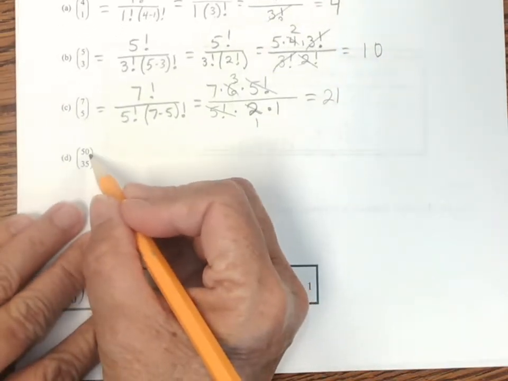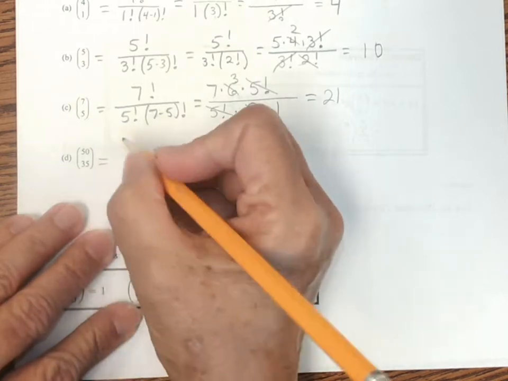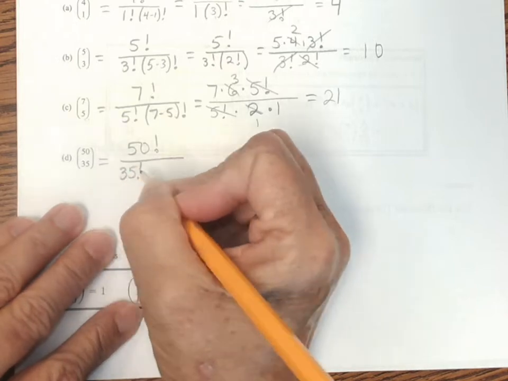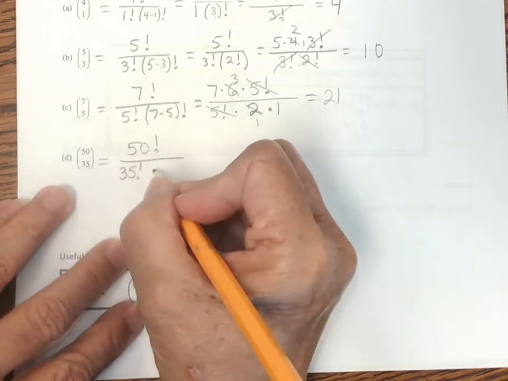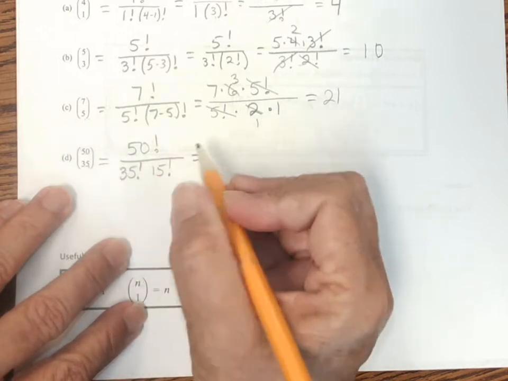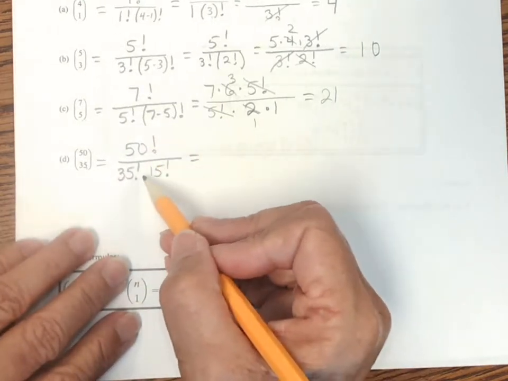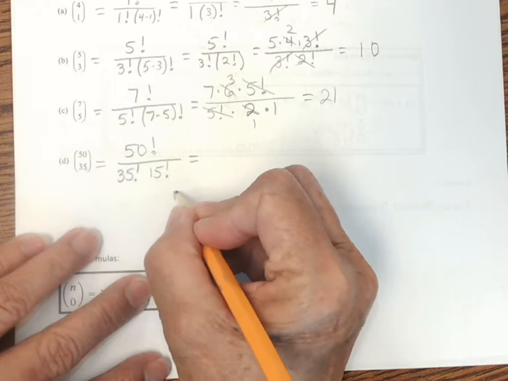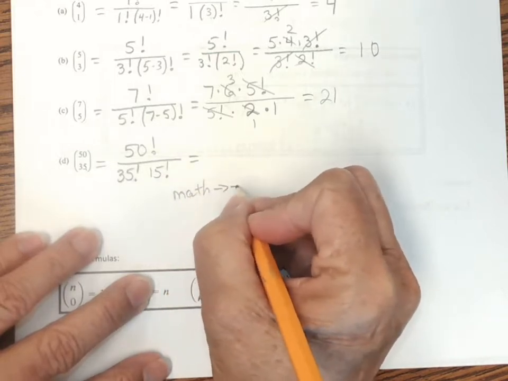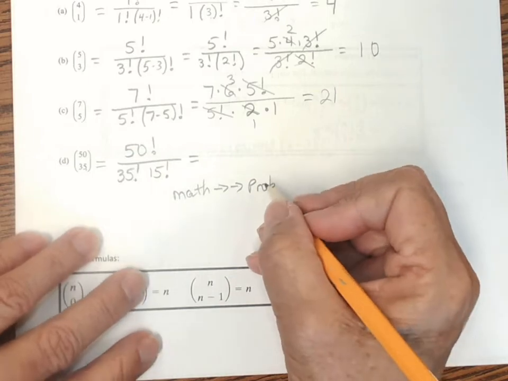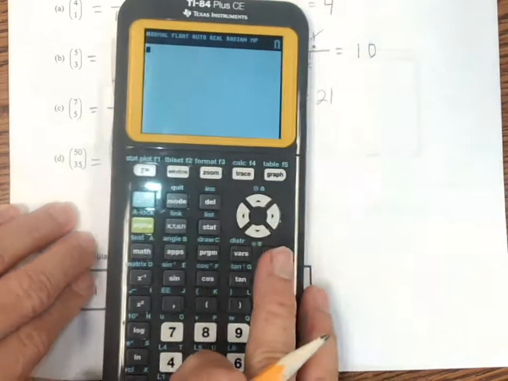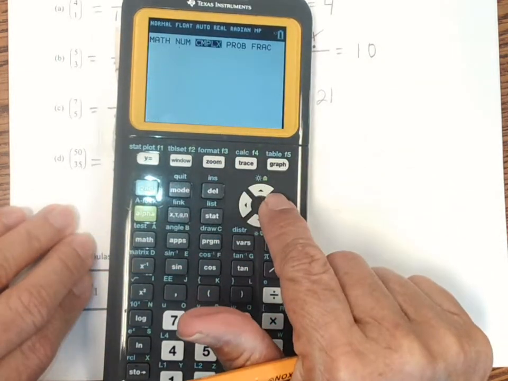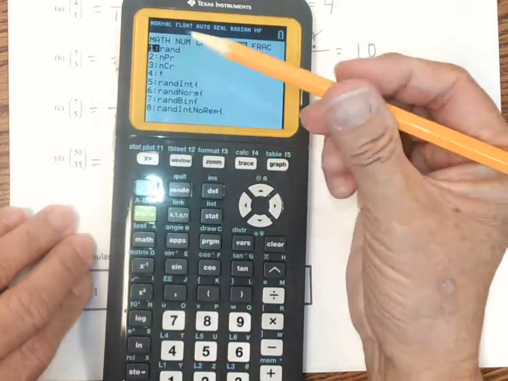Now this last one, 50 taking 35 at a time. Again, this is 50 factorial divided by 35 factorial, and 50 minus 35 is 15 factorial. Well, I don't really want to write all of these out till I get to 35. That's going to be a big number. So we can do this on our calculator. We will use the math button, then right arrow over to probability, and we're going to choose option number 3. So the math button, right arrow over to probability, and option 3 is my combination.